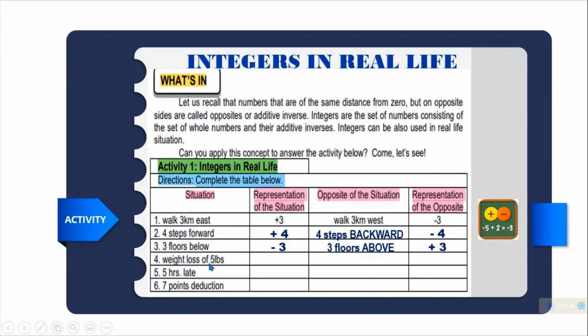Next one, the weight loss of 5 pounds. So the representation is negative 5. Then the opposite of loss is gain. So weight gain of 5 pounds. So the representation is positive 5. Next, 5 hours late. So late, meaning that's negative 5. Then opposite of late is ahead. So 5 hours ahead, that is positive 5. The number 6, 7 points deduction. Deductions mean negative 7. And then the opposite of deduction is addition. 7 points addition is positive. That is our integers in real life.